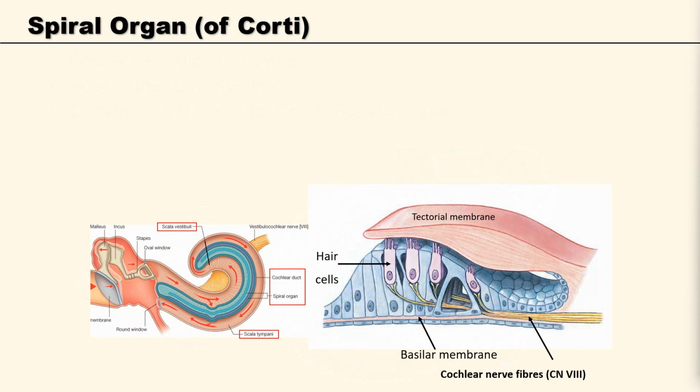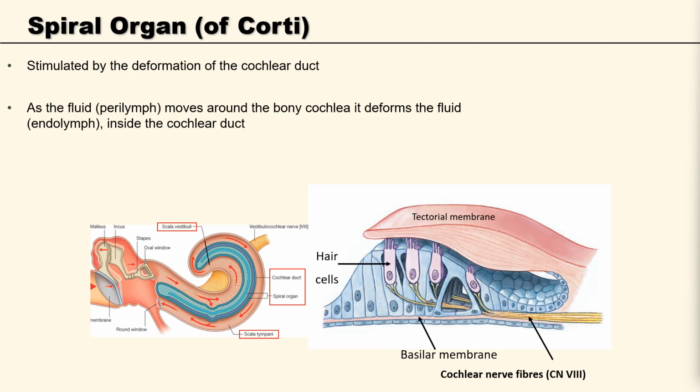The spiral organ of Corti requires some special attention now. The spiral organ of Corti is moved by deformation of the cochlear duct. The cochlear duct is moved by perilymph of the bony labyrinth carrying vibrations from the transmission of sound. As the cochlear duct moves, the spiral organ of Corti moves.